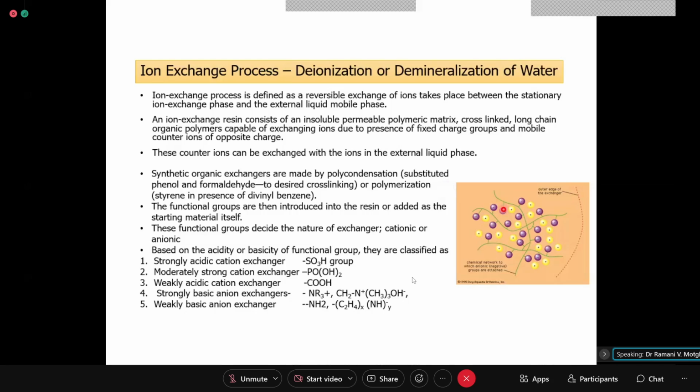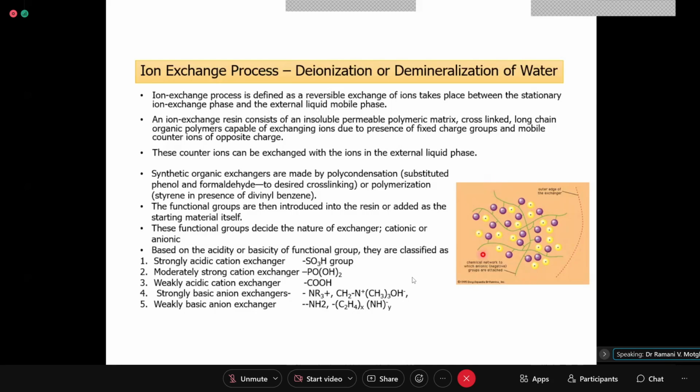Now the polymer matrix is permeable to liquid or water, and when some solution flows over it, it can exchange calcium and magnesium with this H plus, and you can get release of H plus, and calcium and magnesium are retained here. So that is the basic concept of softening of water.